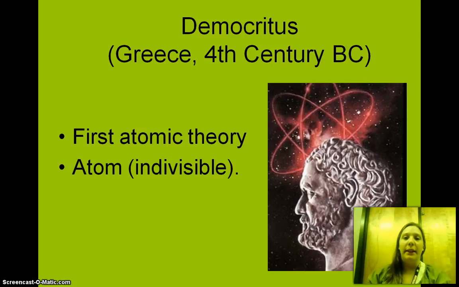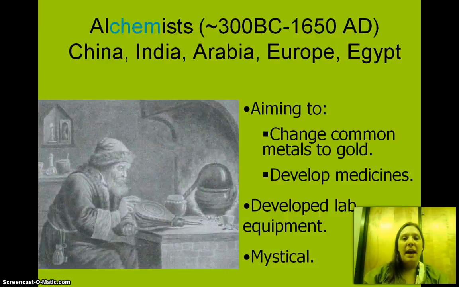Around the same time, a little bit later, we had Democritus, and he came up with the very first atomic theory. And he was another Greek natural philosopher. And he came up with the idea of an atom, that all matter was made up of these small, indivisible particles called atoms. Right? And for a very long time, that was the only atomic theory that we had. More atomic theories developed later, and we'll talk about that in a second.